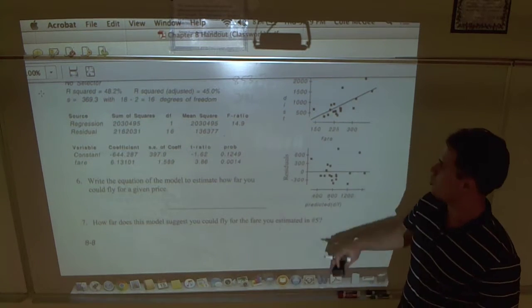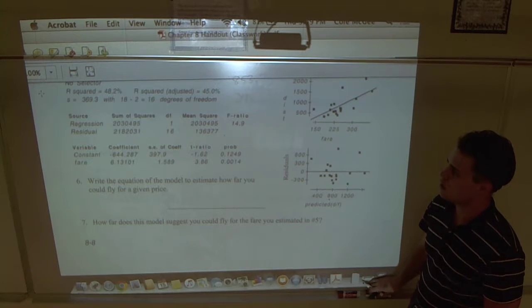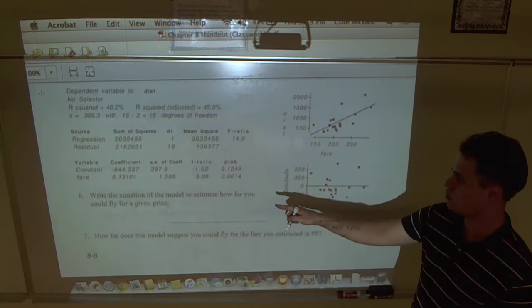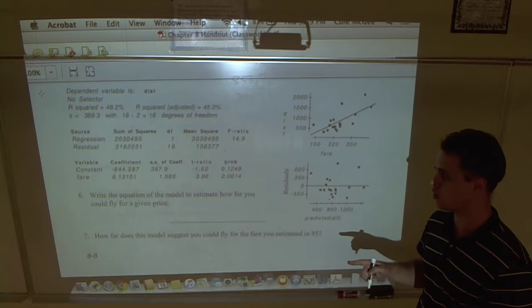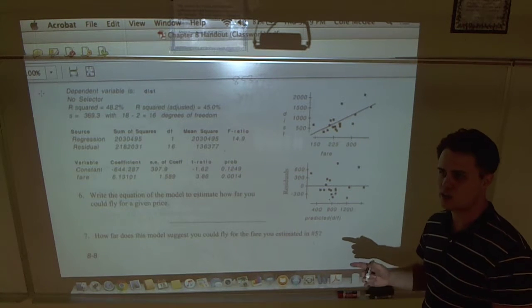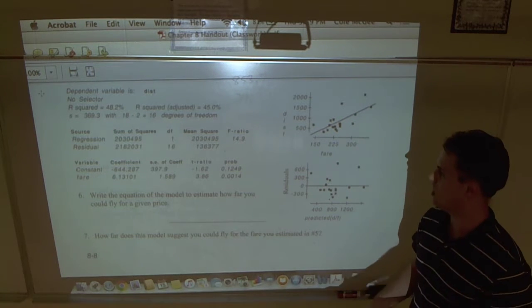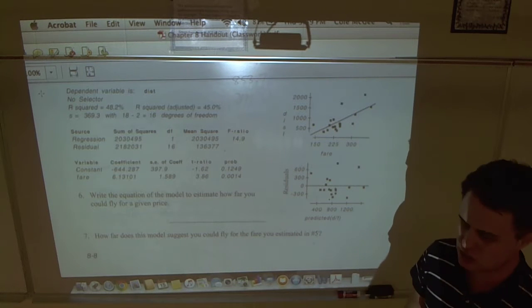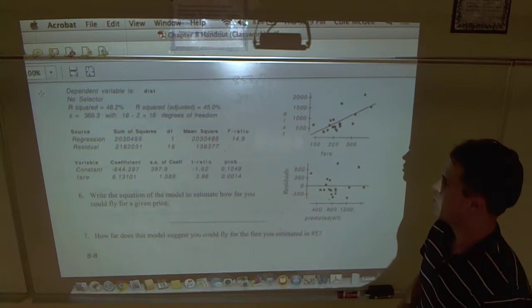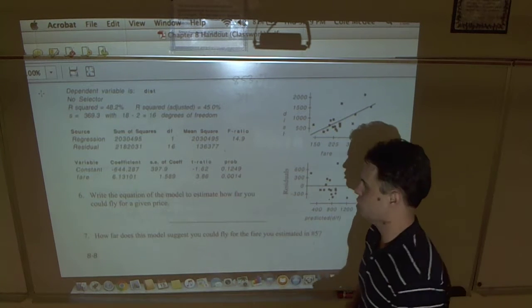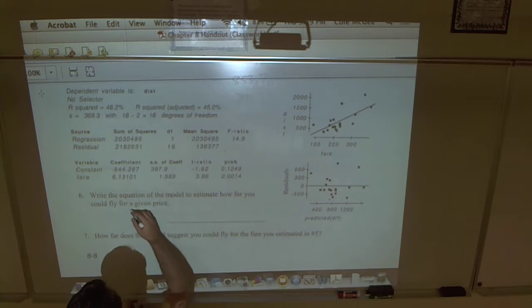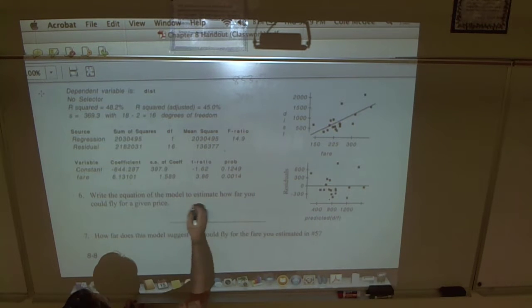So now they give us some more computer output. Let's see, what do they do here? They said write the equation of the model to estimate how far you could fly for a given price. This is kind of flipping the scenario on its end and seeing if that's any different. Let's use the computer output and write that down. So write the equation of the model for how far you could fly.